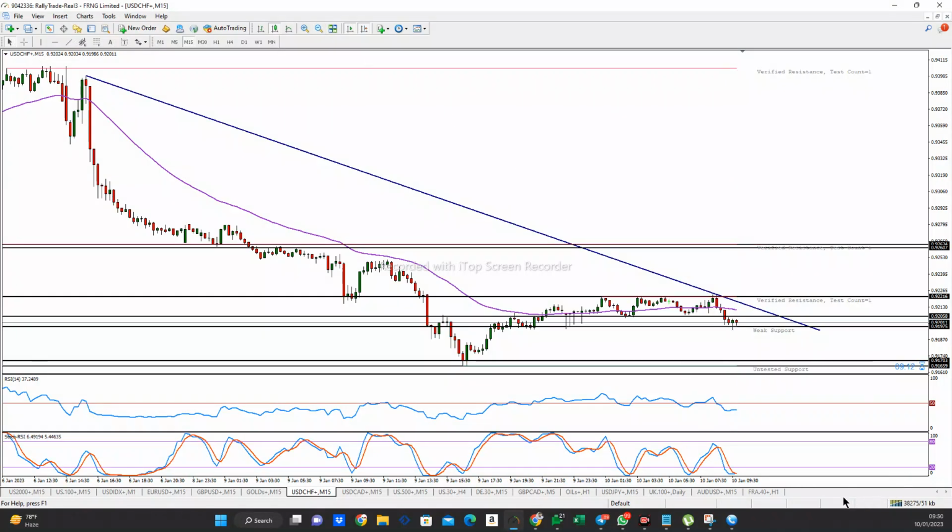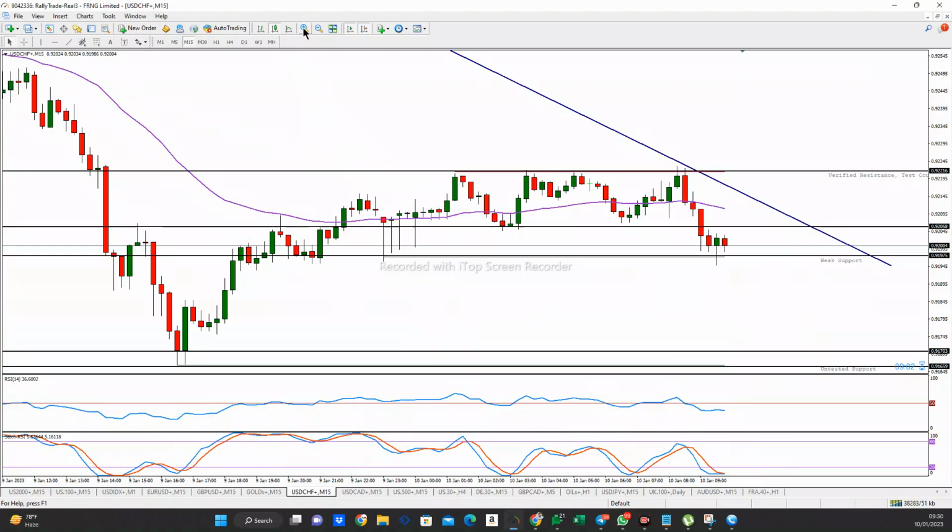But if you want to buy, this is the region where you'll be looking to buy. This is a buy region here. So if you want to buy, you are waiting for price to break above this moving average, above this trend line, and above this verified resistance, and close above it. Remember, that should be on the 15 minutes.